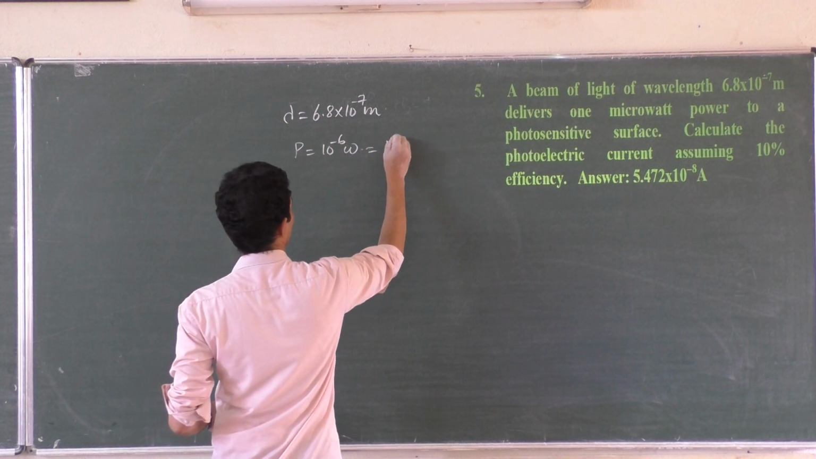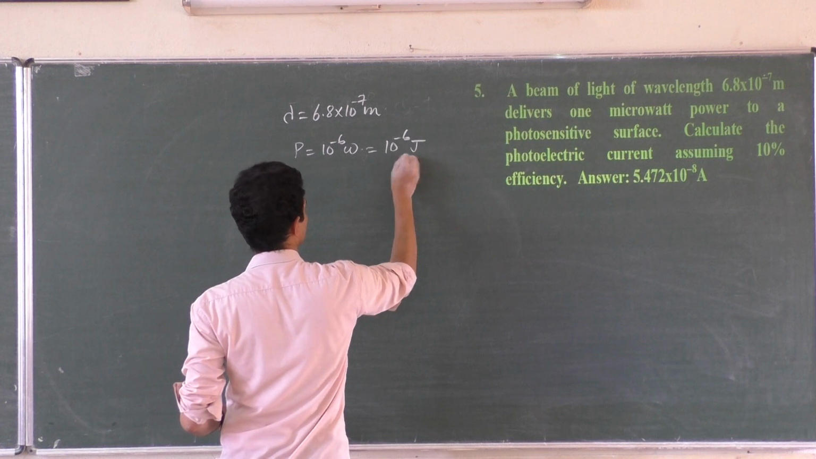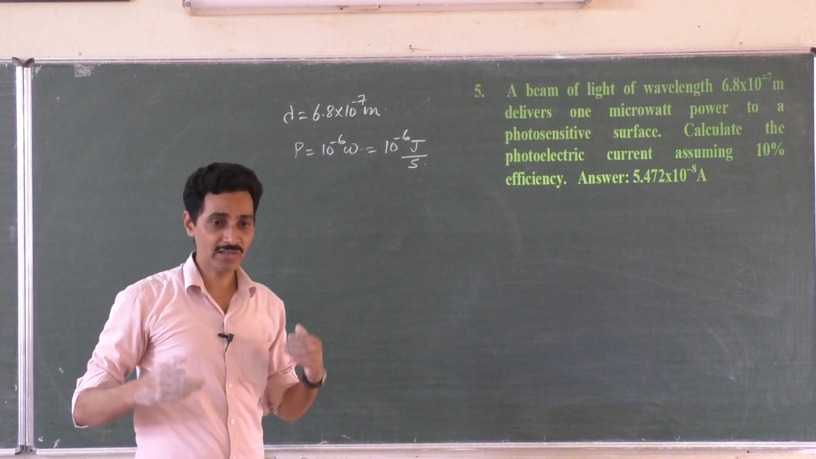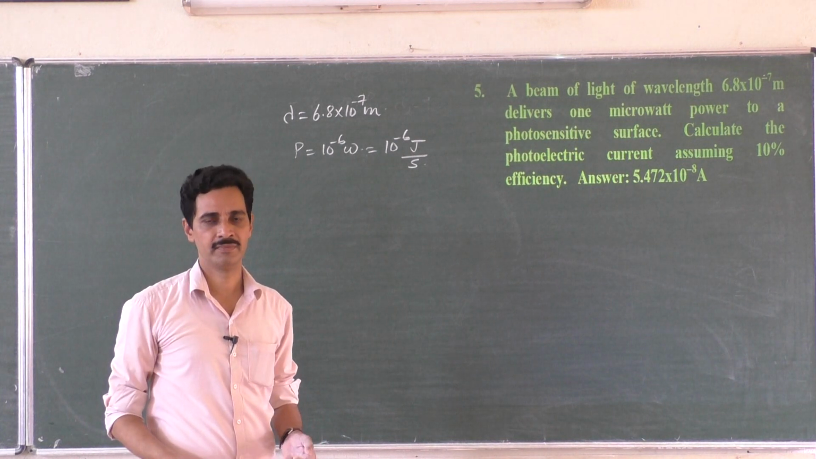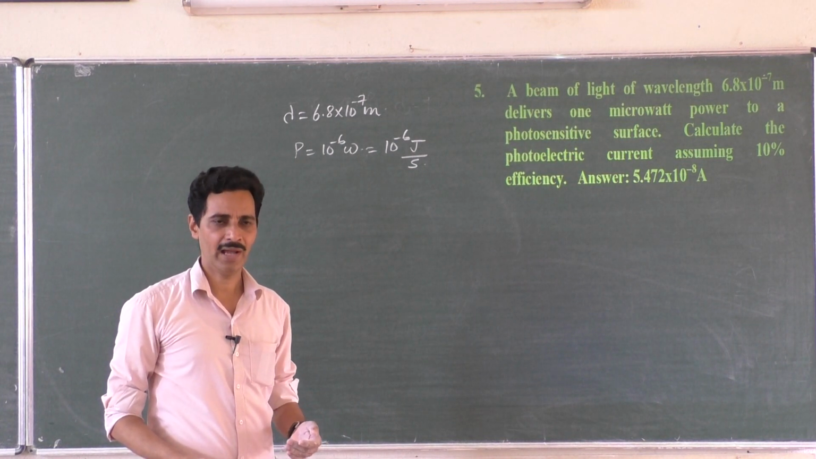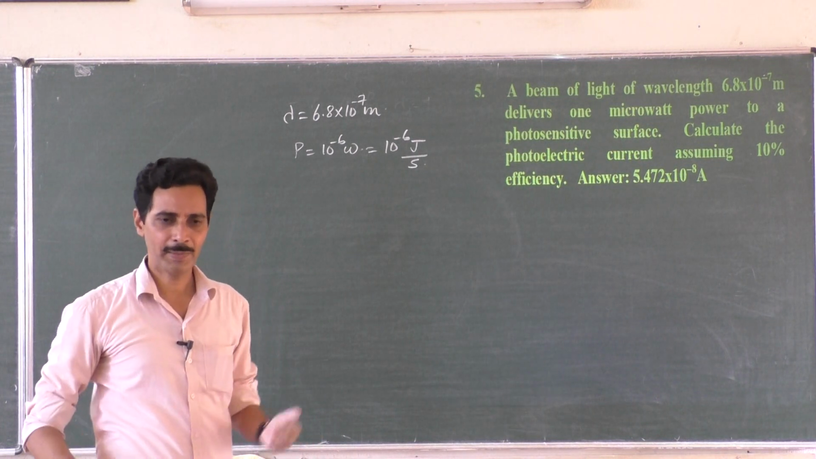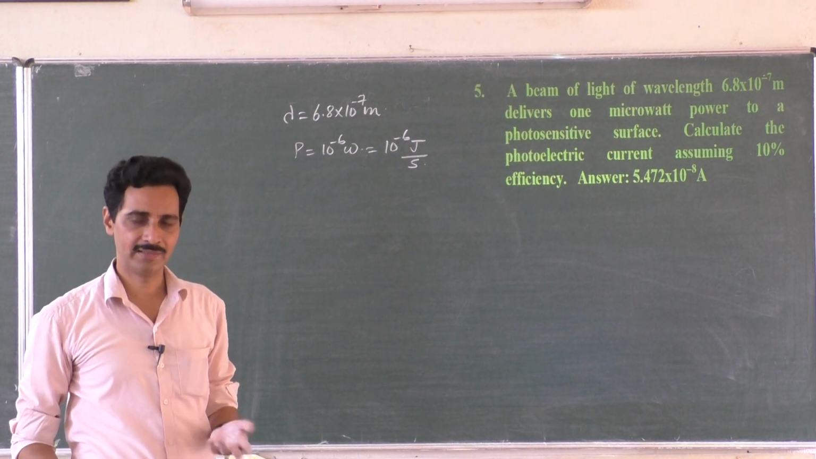That means 1 microjoule per second. Energy per second is watt. How fast you deliver energy, that is power, right? You have units like energy, power, what is the difference? You can spend energy, but how fast you can spend it, that is power.